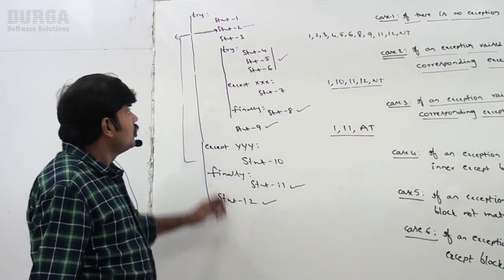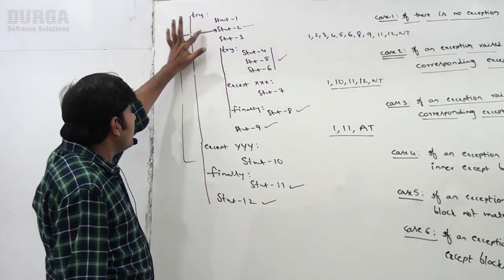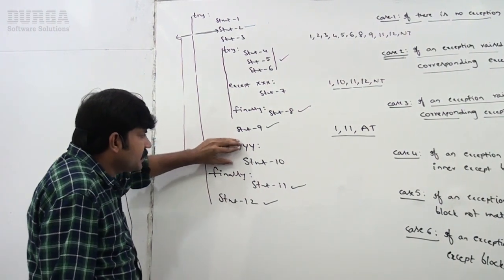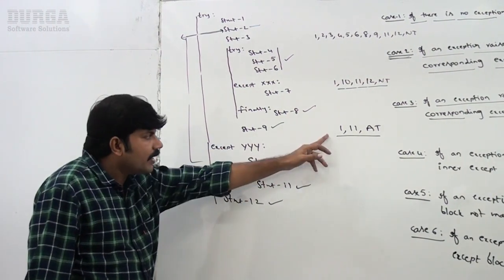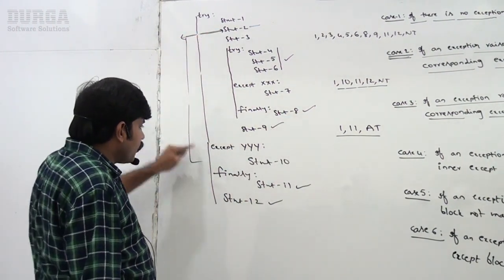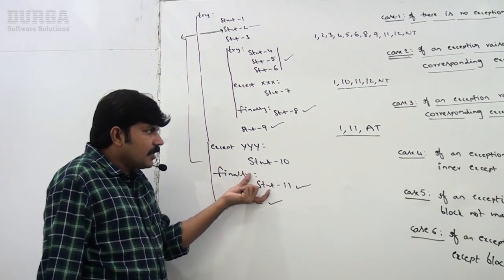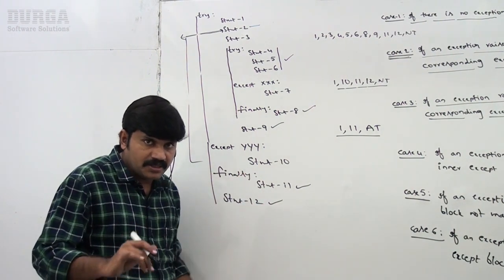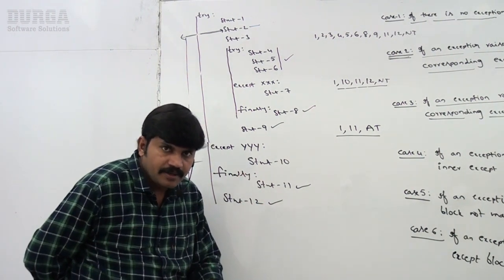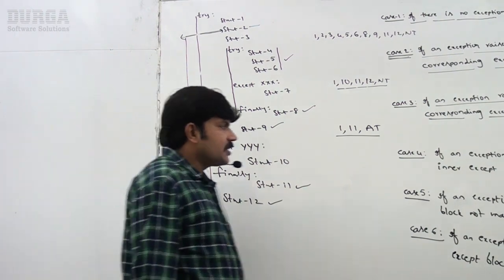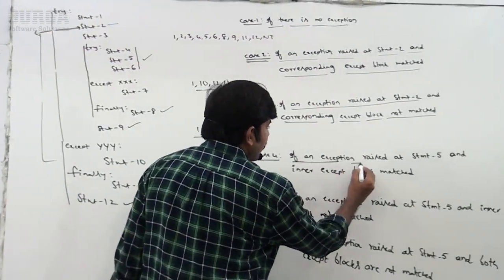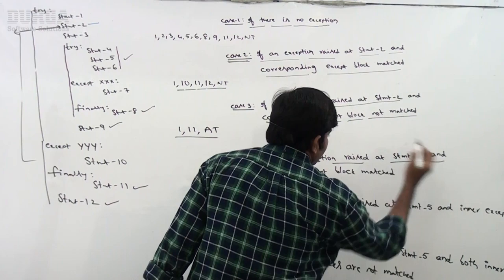So 1, 11, only the finally block, followed by abnormal termination. Is it clear, right? So if an exception is raised at statement 2 and the corresponding except block not matched: 1 followed by 11, only the finally block, and abnormal termination. Any doubt about this one? Clear, right? Okay, next.